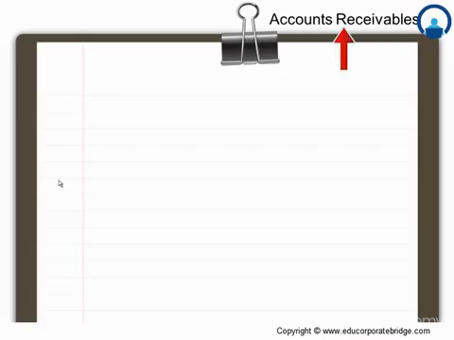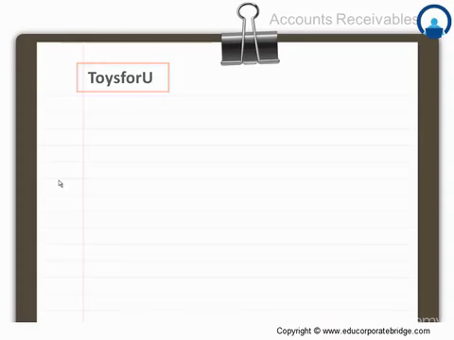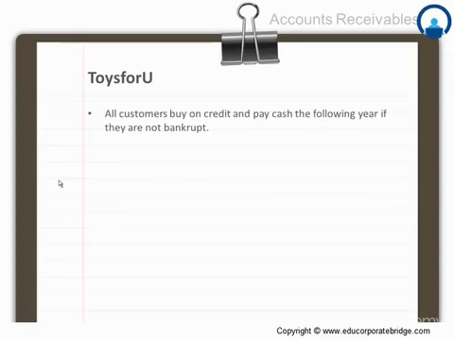The case study for account receivables and how the allowances are accounted for in the annual report goes as follows. The example we are going to take is Toys for You. This is a company which is basically manufacturing toys, and just to simplify everything here, we are taking some assumptions.